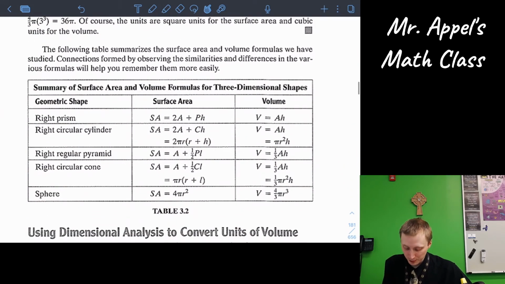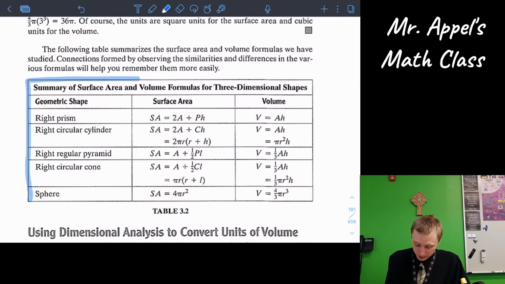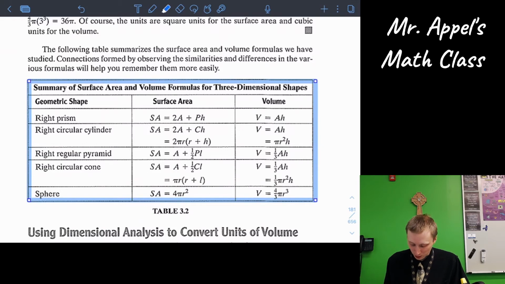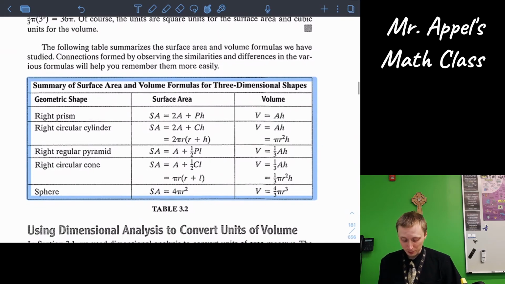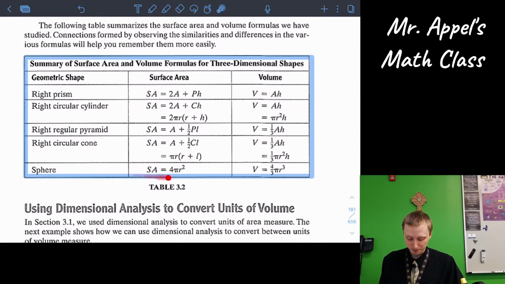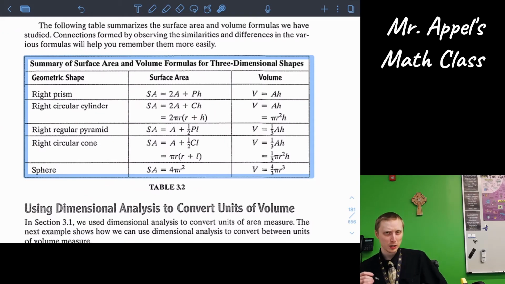All right, now the moment we've all been waiting for. The following table summarizes the surface area and volume formulas we have studied. Connections formed by observing the similarities and differences in the various formulas will help you remember them more easily. I've pointed out a lot of those connections throughout the readings in these videos, but go ahead and now add this table to your notes, even if you've already written down all the other formulas separately. Put them all together in one place for easy reference and ease of study, and particularly comparison, so you can better understand how each of them is built and rely less on pure memorization.